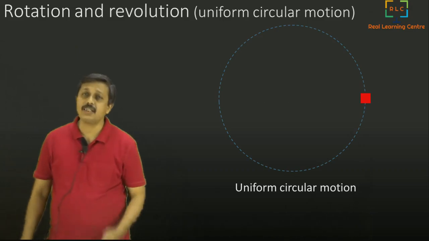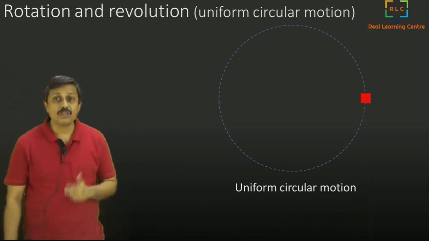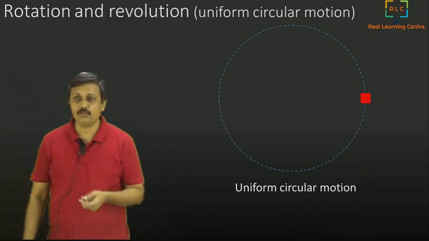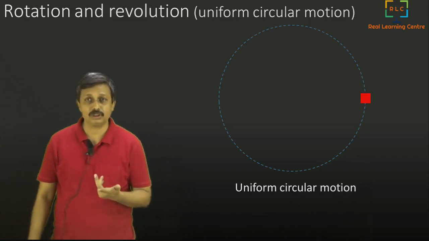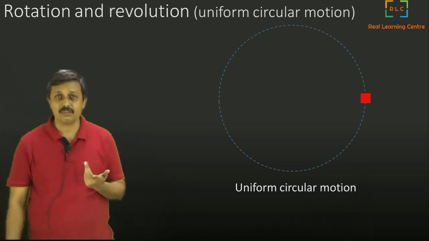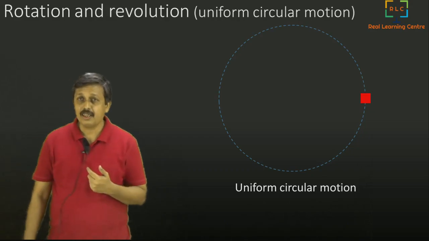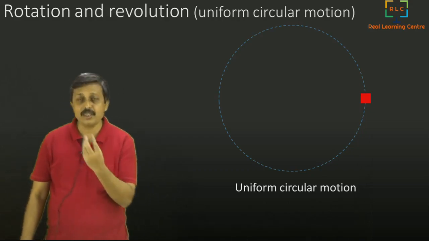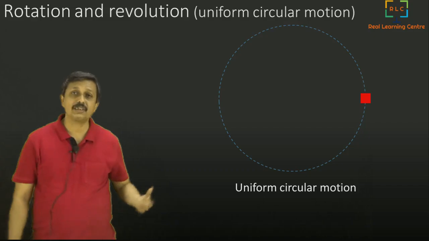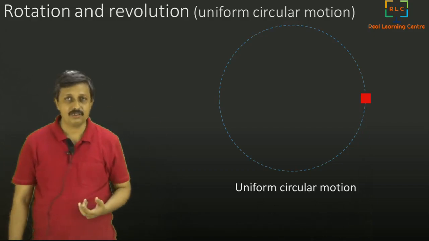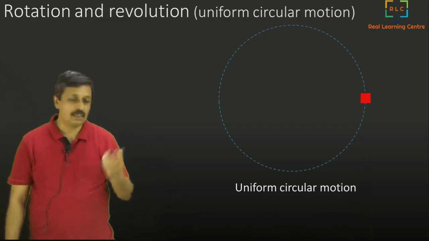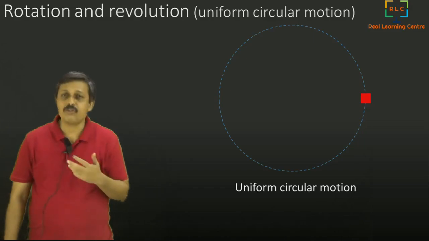We have heard about rotation and revolution. So what are these rotations and revolutions? What is a revolution? A revolution means the earth going around the sun. We call it a revolution. And the earth rotating on its own axis, we call rotation.